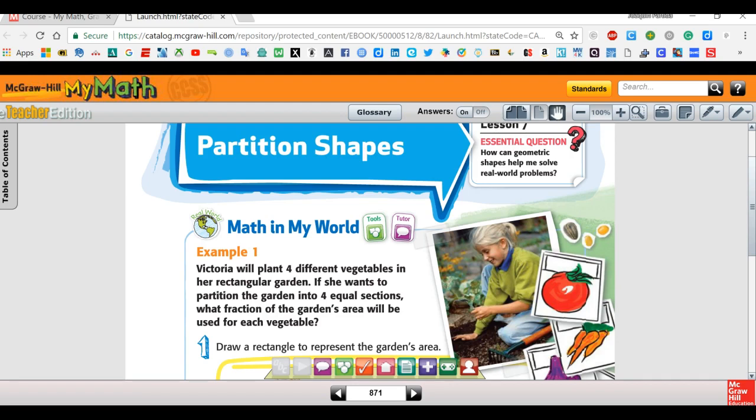Okay, this is chapter 14, lesson 7. Okay, partition shapes.